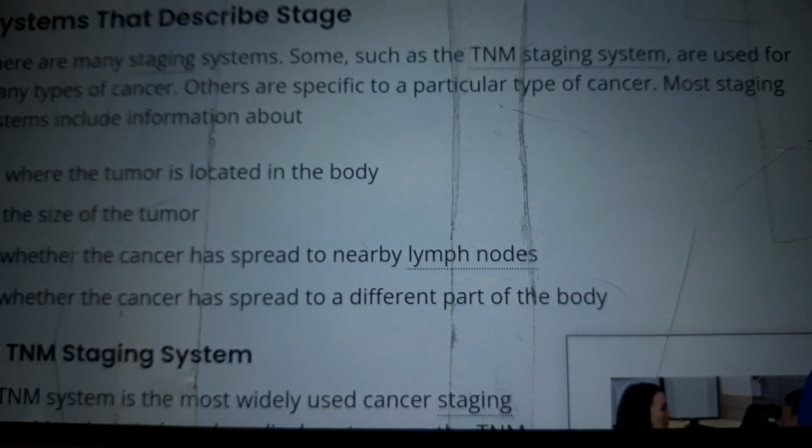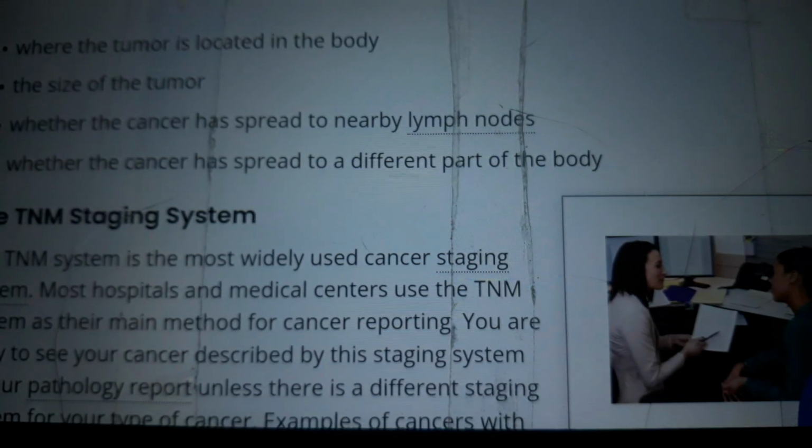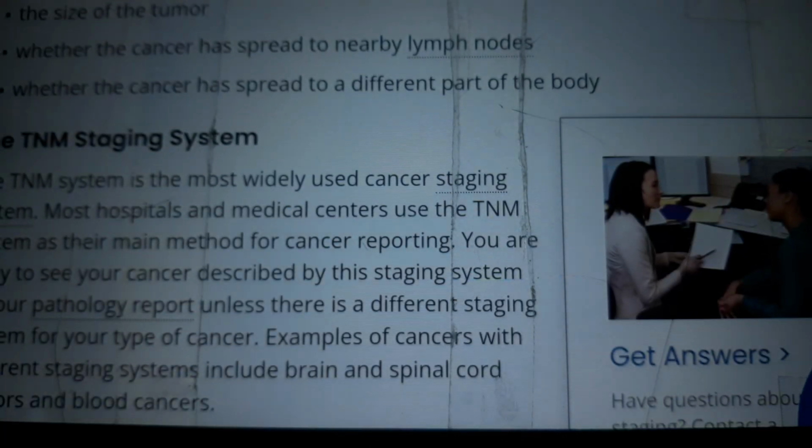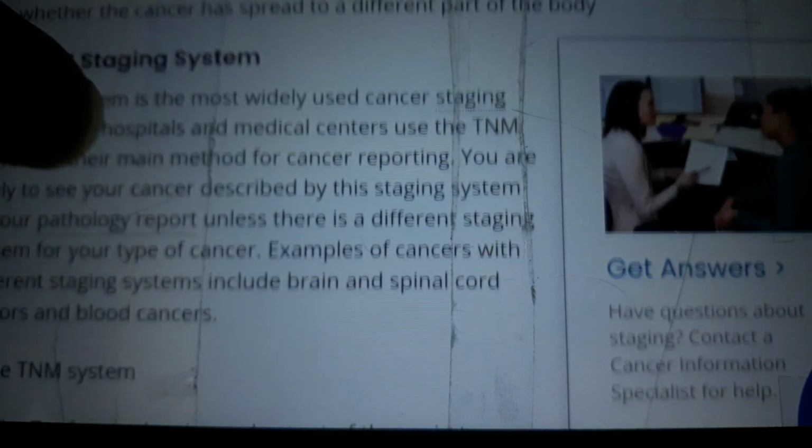There are many staging systems. Some, such as the TNM staging system, are used for many types of cancer. Others are specific to a particular type of cancer. Most staging systems include information about where the tumor is located in the body, the size of the tumor, whether the cancer has spread to nearby lymph nodes, and whether the cancer has spread to a different part of the body.